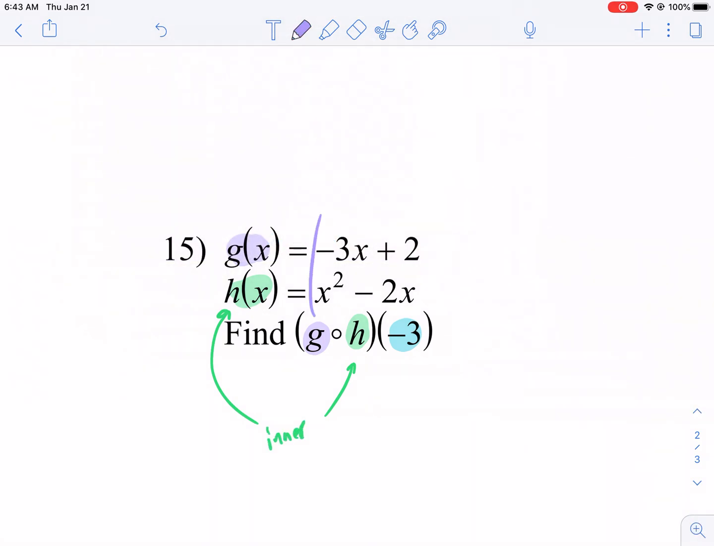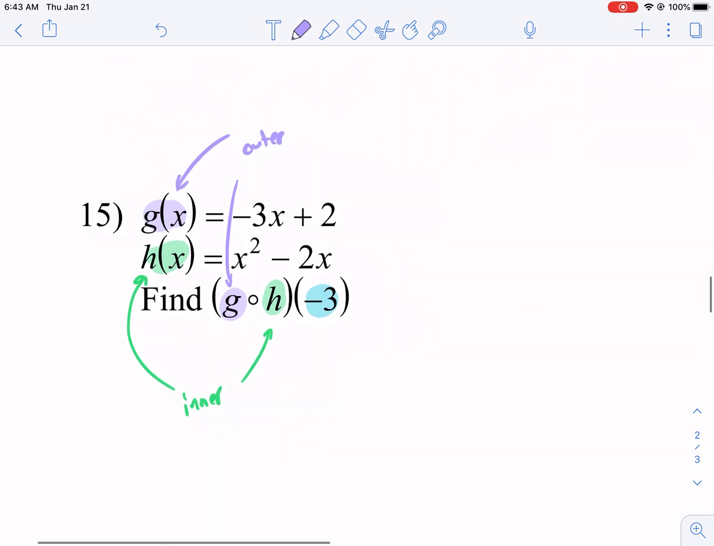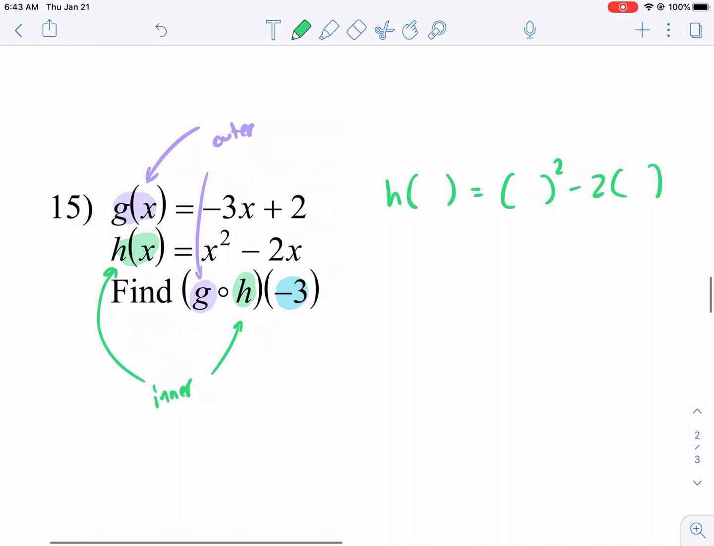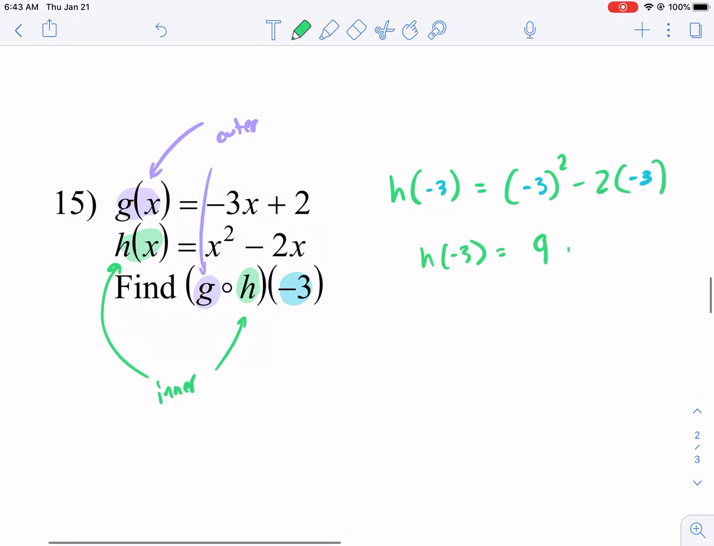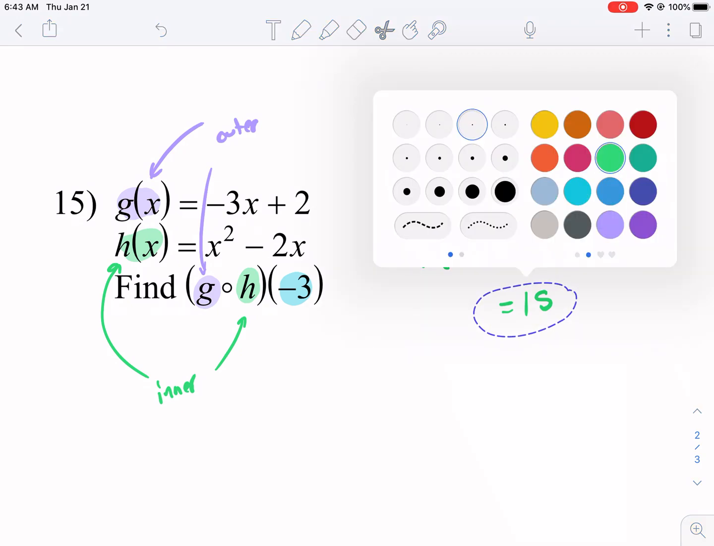Remember, inner goes first, outer goes second. And this is our input. So we start with our inner. We're going to do h of negative 3 equals, and anywhere we see an x, we're just going to change it from an x to whatever our input is. So we have negative 3, negative 3, negative 3. Now we just get our result. We work on this. h of negative 3 equals, negative 3 squared is 9, minus negative 2 times negative 3, which is positive 6. So we get 15. This is our result. Okay, what do we do with the result?